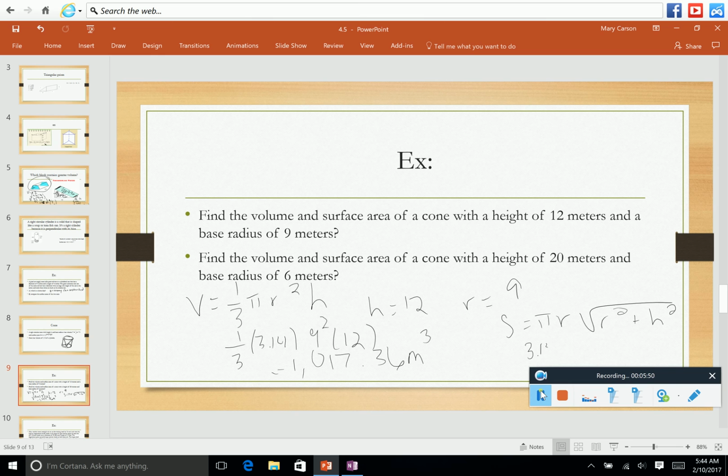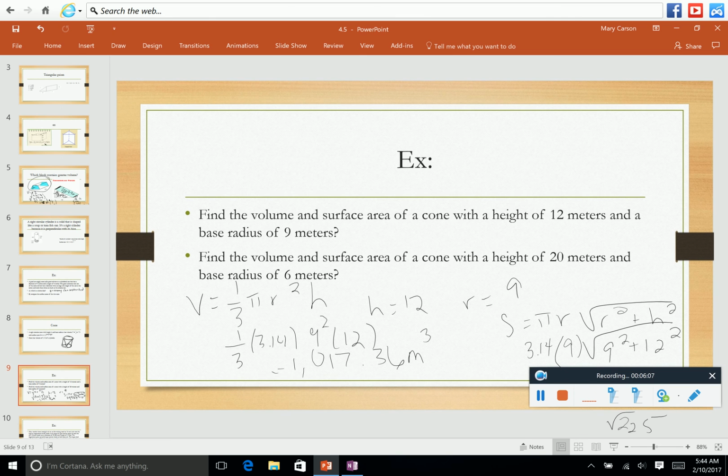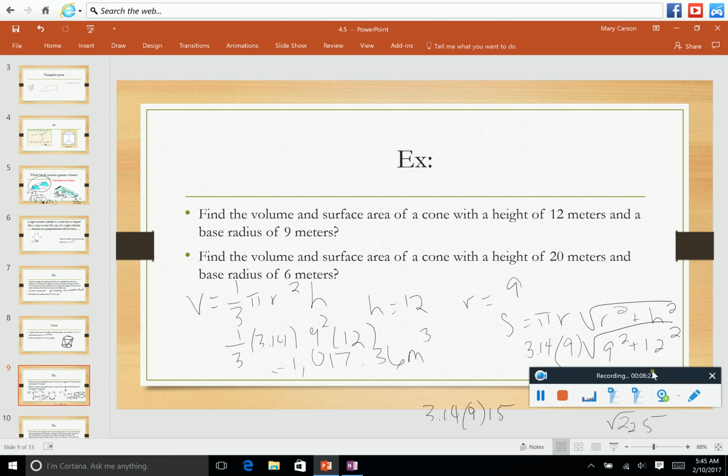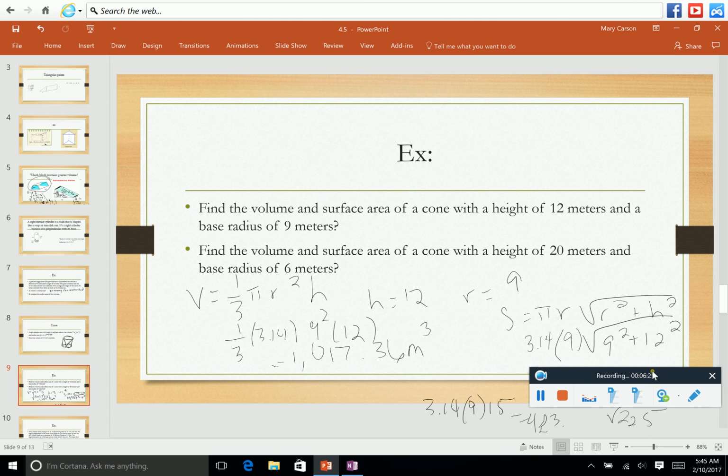All right, surface area is pi r square root r squared plus h squared. So that's 3.14 times 9, and then 9 squared plus 12 squared. So always do what's underneath the radical first. So that's 81 plus 144. So it's going to be the square root of 225, which is 15. So then you end up with 3.14 times 9 times 15, and you get 423.9. All right, and so that's how you're going to do the second one too.